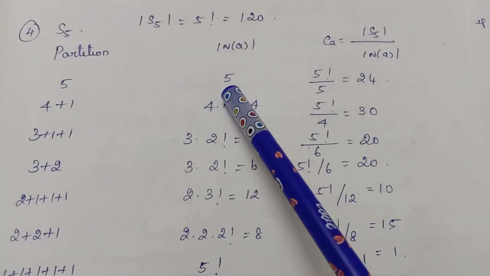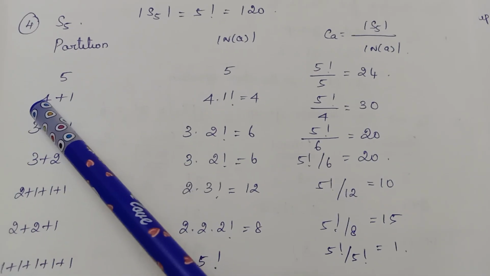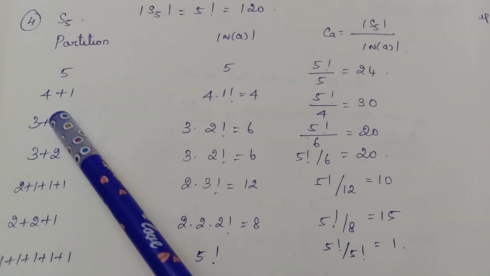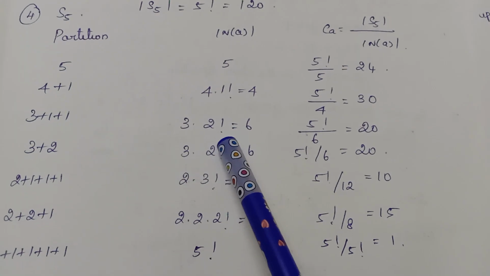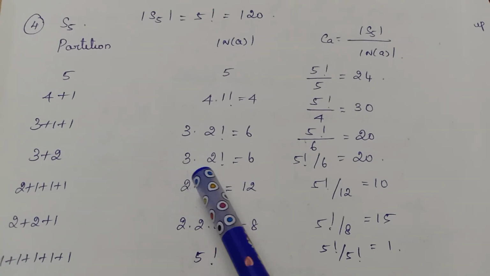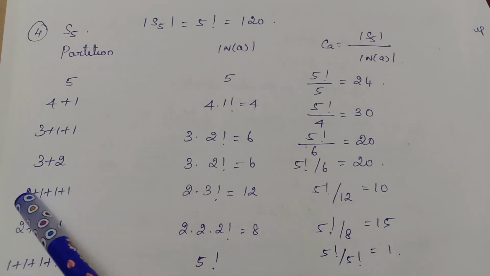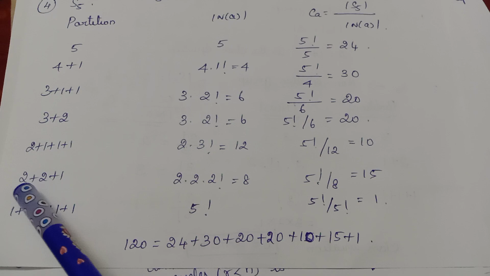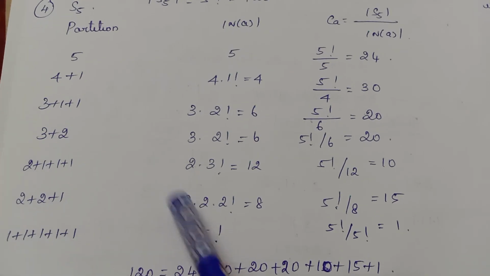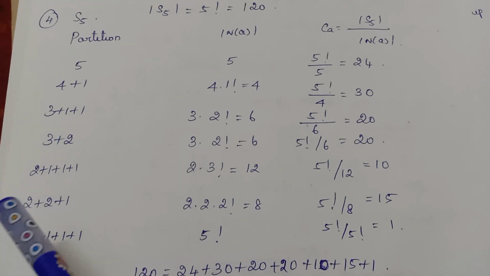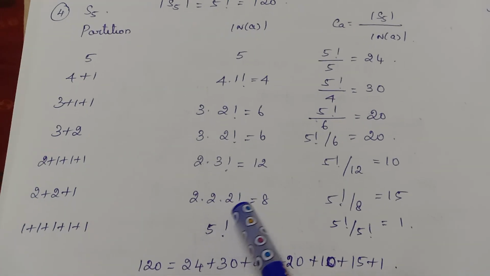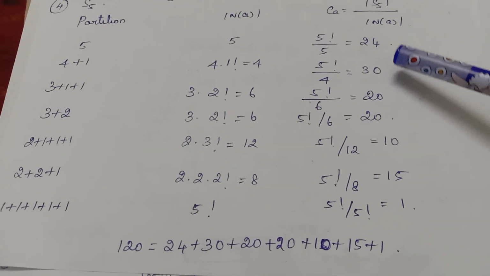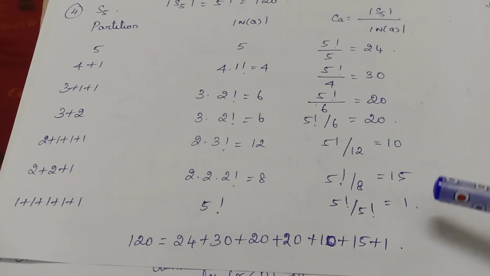This can be chosen in 5 different ways. This can be chosen in 4 different ways into 1 factorial. And this can be chosen in 3 into 2, when the ones are coming, no? 2 factorial. 3 into 2 means 2 factorial. Okay, this is 2 into 3 factorial. 3 different ones are there, no? 2 factorial. 2 into 2, 2 plus 2: whenever you have two 2s, it has to be 8 only. 2 into 2 factorial together. Okay, 8. Next, here it is 5 factorial. So how will you write? 24, 30, 20, 20, 10, 15, 1.